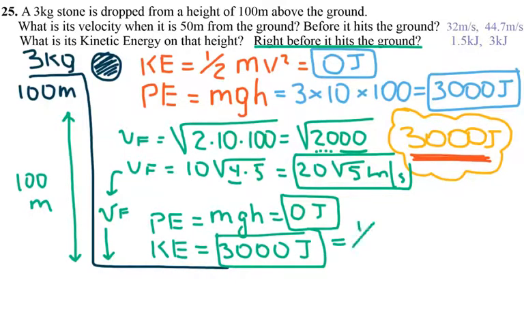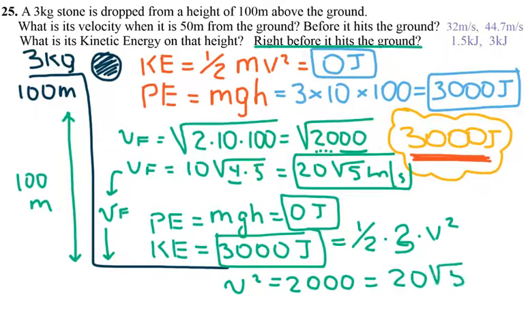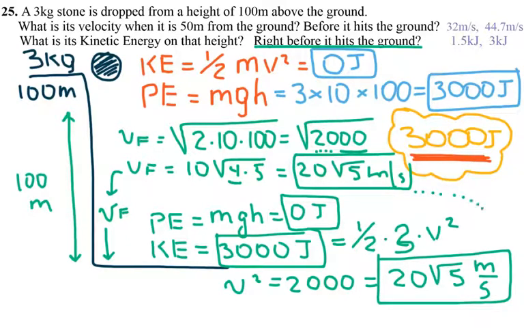And that is equal to 1/2 the mass and the velocity squared. So if I was solving this question, I would multiply by 2 both sides and then divide by 3. Or I can divide by 3 first and then multiply by 2. So it looks like my final velocity is equal to, again, the square root of 2000, which will give me 20 square roots of 5 meters per second. So you can use energy to find the same velocity that you found when we were using the final velocity formula.